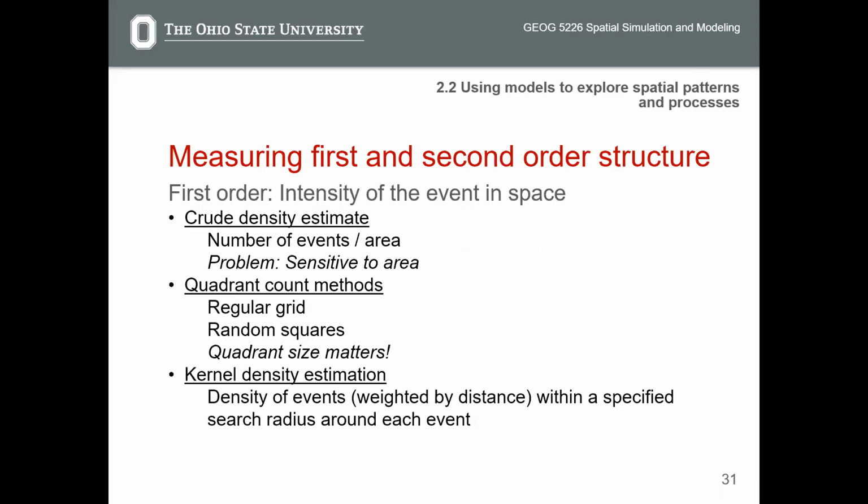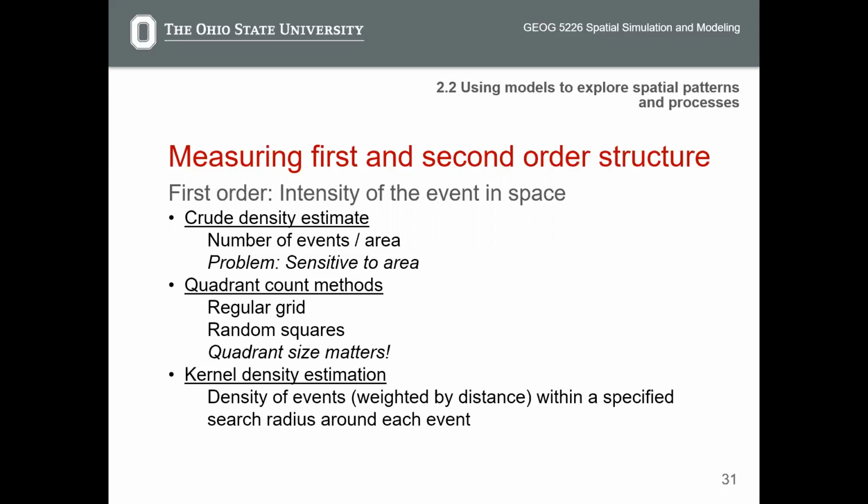Okay, in the last video, we discussed the concepts of first and second order structures. And here in this video, we start with measuring first and second order structure. For the first order structure, the intensity of the event in space varies from one place to another. And this intensity is decided by a function or a phenomenon, right? We mentioned this in the last video.